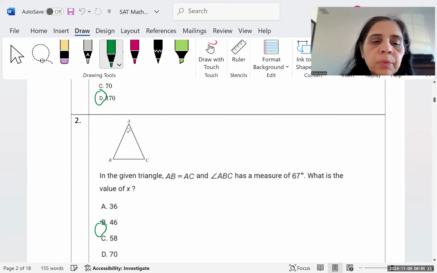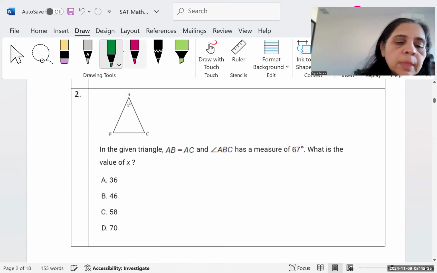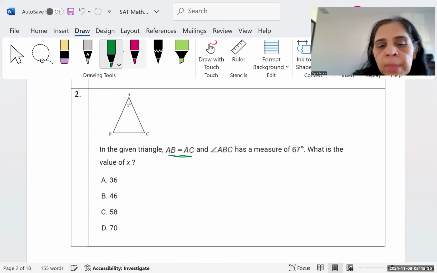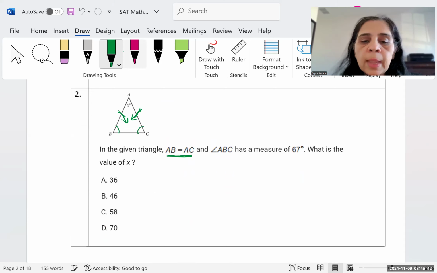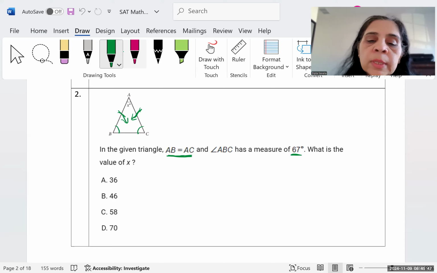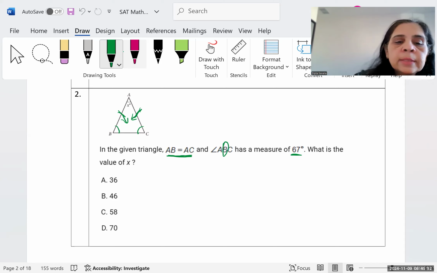All right, let's see second one. Here, we can see we have given is triangle. In the given angle, AB equal AC, so we can mark 1. So we have these two lines are congruent. That means what? Opposite angle must be congruent as well. That's the theorem. Triangle ABC has measure is 67. So what is angle? Whatever middle letter, that is 67. Angle B is 67. So that is 67. That means this angle also 67.